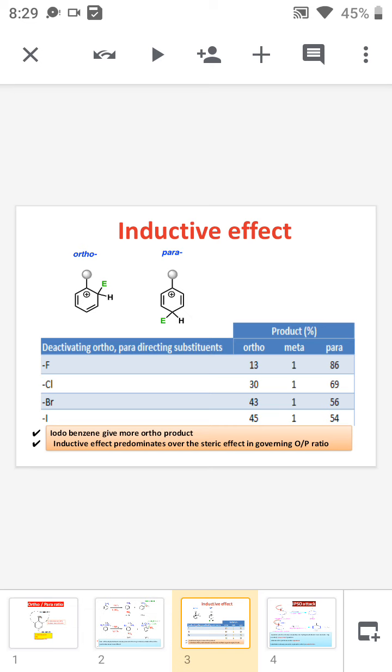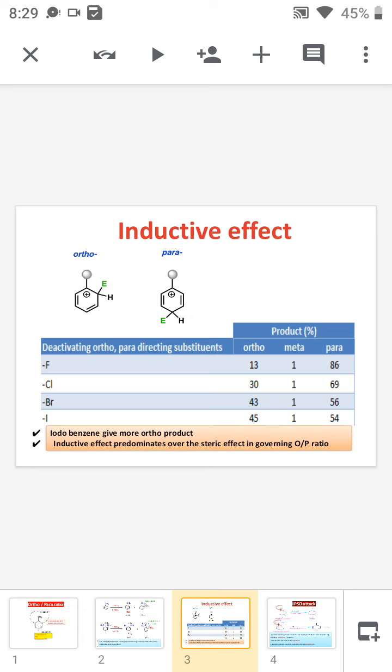And in the case of chlorine, the size is a little bit higher than that of fluorine and the electronegativity is lesser than fluorine. So it has more donating capacity when compared to fluorine. So that's why the ortho product is 30%. Then coming to bromine, the size is a little bit higher than that of chlorine and electron donating capacity is a little bit higher than that of chlorine. That's why the percentage is 43%.